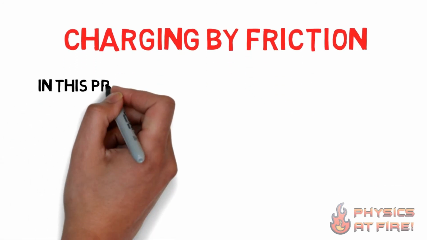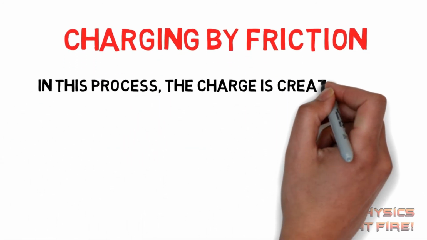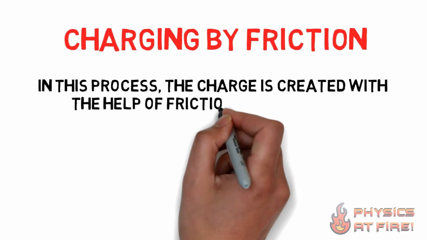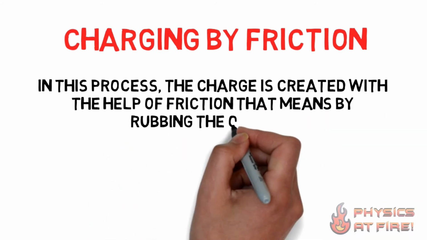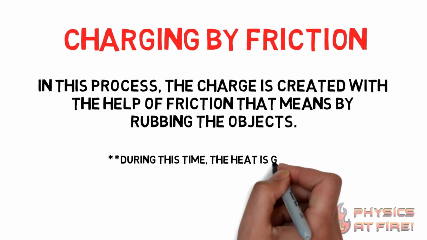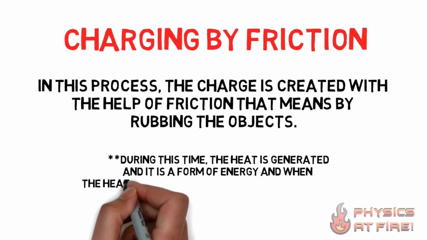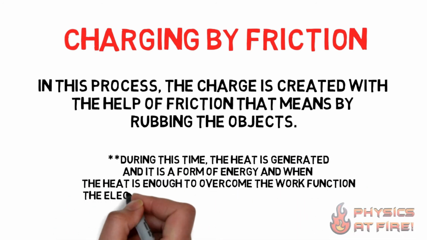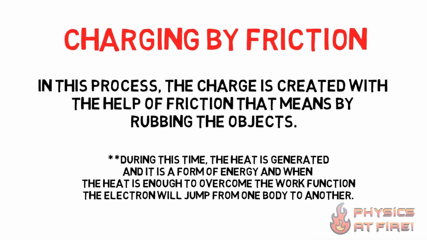In this process, the charge is created with the help of friction, that means by rubbing the objects. During this time, heat is generated. Obviously, it is a form of energy, and when the heat is enough to overcome the work function, the electron will jump from one body to another. Keep in mind that electrons always jump from the object having lower work function to the object having higher work function.